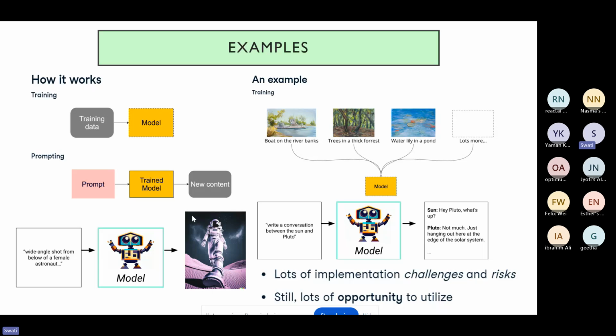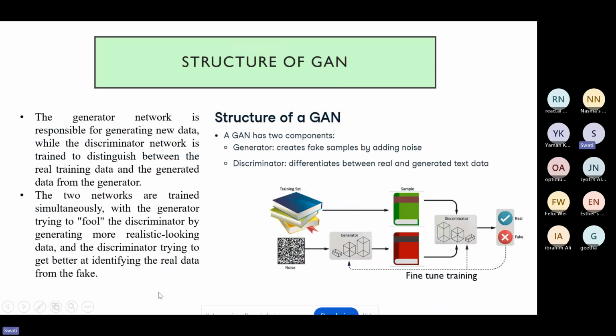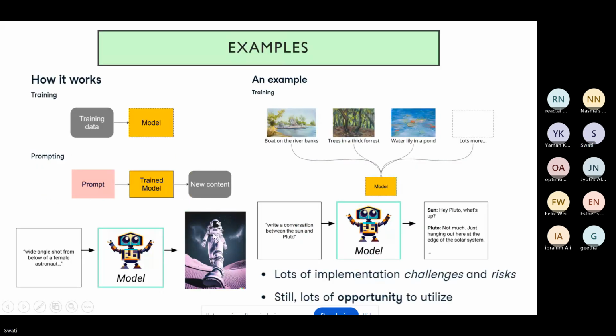So how does this work? First, in training, we will have some training data. Suppose in this one, you can see we have some boats, trees, water lilies, and there will be many more images. We will send it to a model, and the model will be trained on these images. Then we will ask some prompt, for example, a wide angle shot from below of a female astronaut. So we give some prompt to the trained model and it will generate some new content. Now this content is completely different. This is fake data, not a real one.